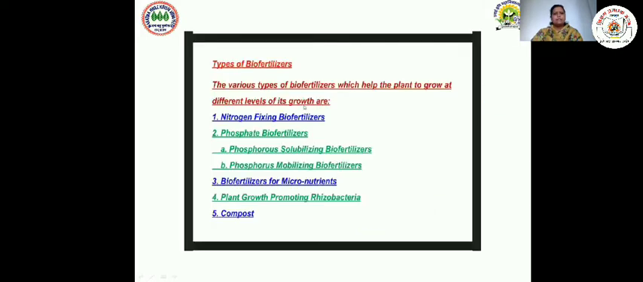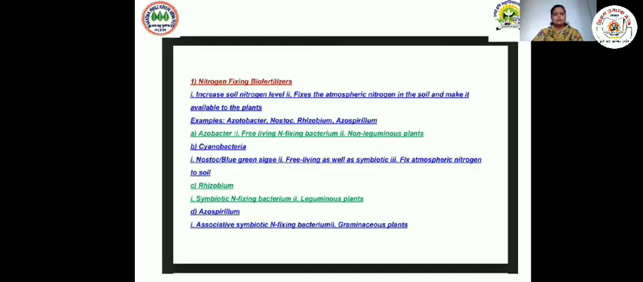See, the various types of biofertilizers which help the plant to grow at the different levels of its growth are nitrogen fixing biofertilizer, phosphate, under that phosphorus solubilizing biofertilizer and phosphorus mobilizing biofertilizer. Then biofertilizers for the micronutrients, then plant growth promoting rhizobacteria, then compost.